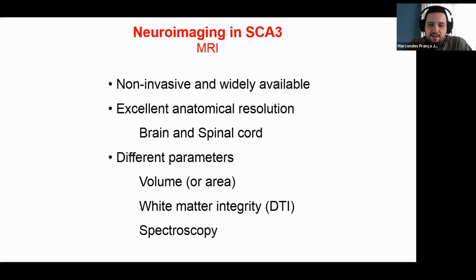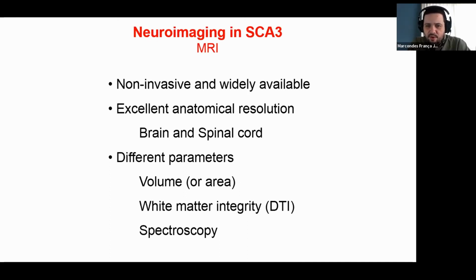We all know that this is a non-invasive and widely available method. Even considering the high field scanners, the 3 Tesla scanners and even the 7 Tesla scanners are now much more available. It provides an excellent anatomical resolution that includes brain and spinal cord, which are, of course, two relevant regions for this condition. And one important point about MRI is that you're able to obtain different kinds of data: volume, white matter integrity data like DTI, and also neurochemistry and spectroscopy results.